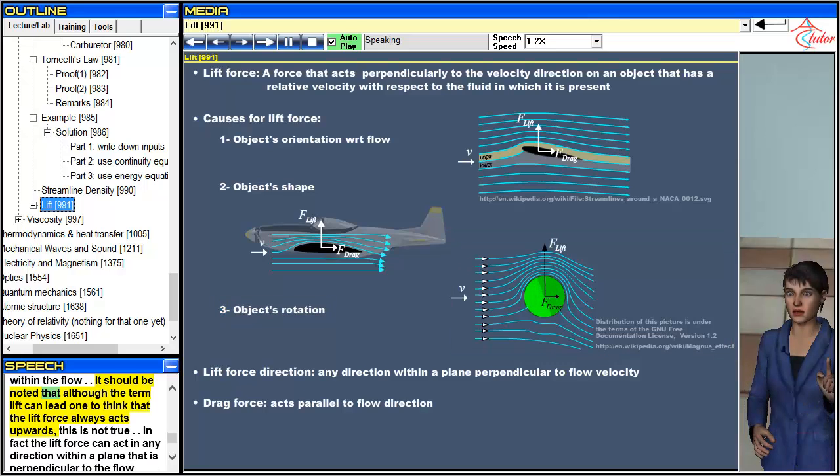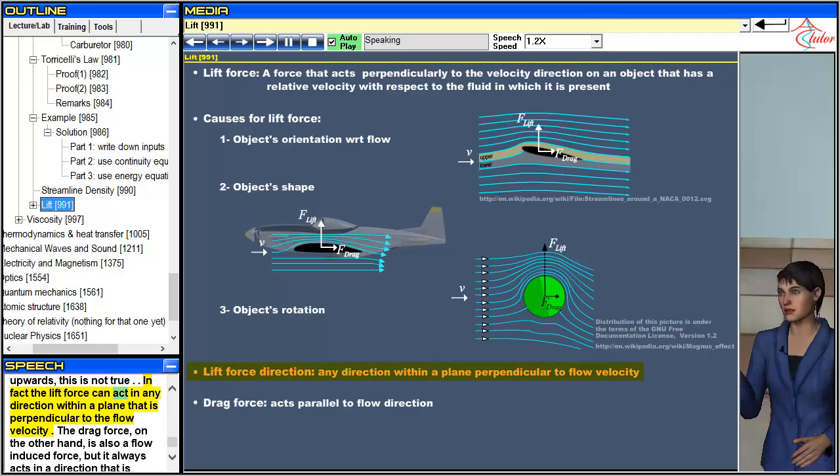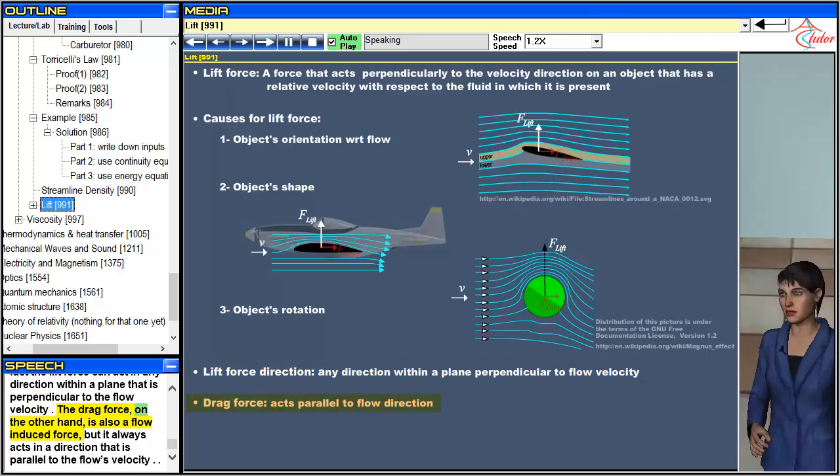It should be noted that although the term lift can lead one to think that the lift force always acts upwards, this is not true. In fact, the lift force can act in any direction within a plane that is perpendicular to the flow velocity. The drag force, on the other hand, is also a flow-induced force, but it always acts in a direction that is parallel to the flow's velocity.